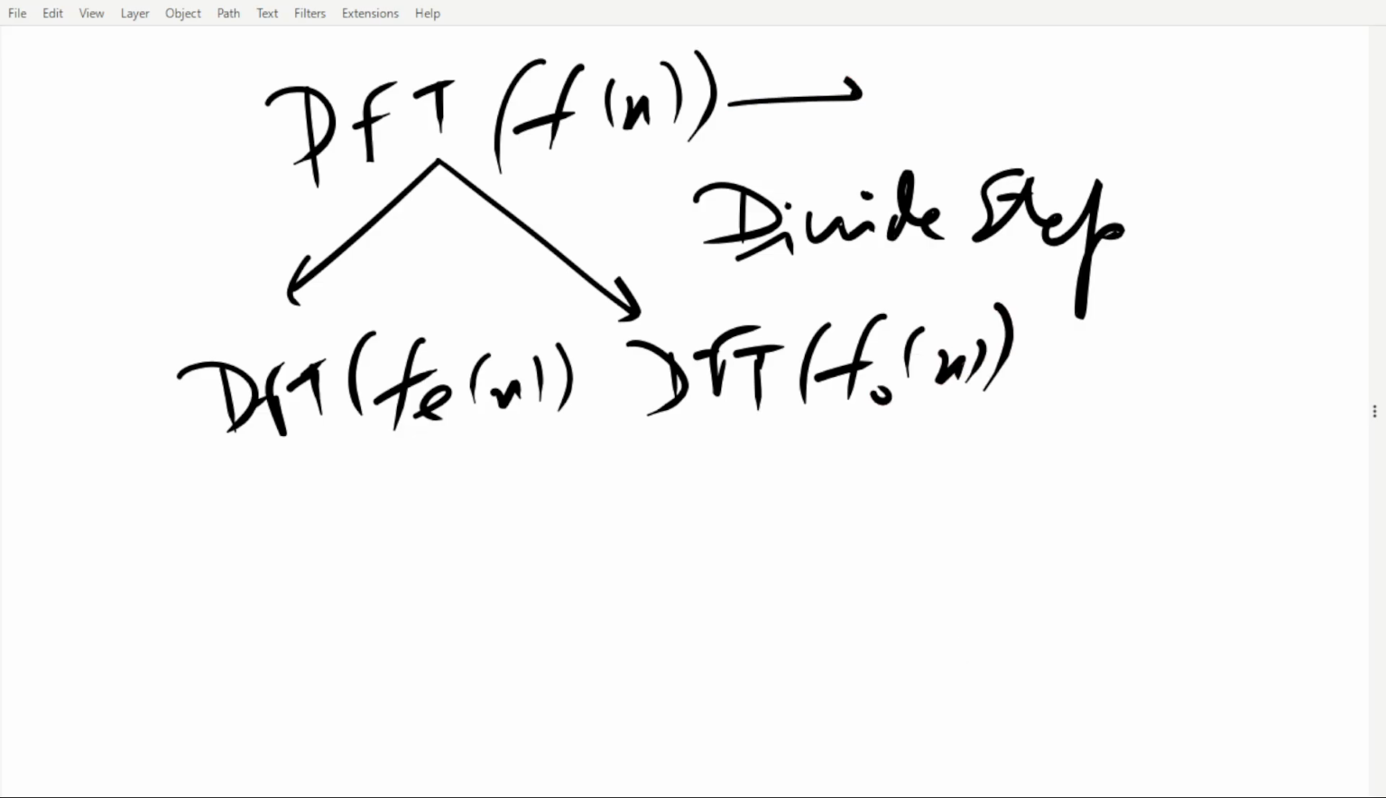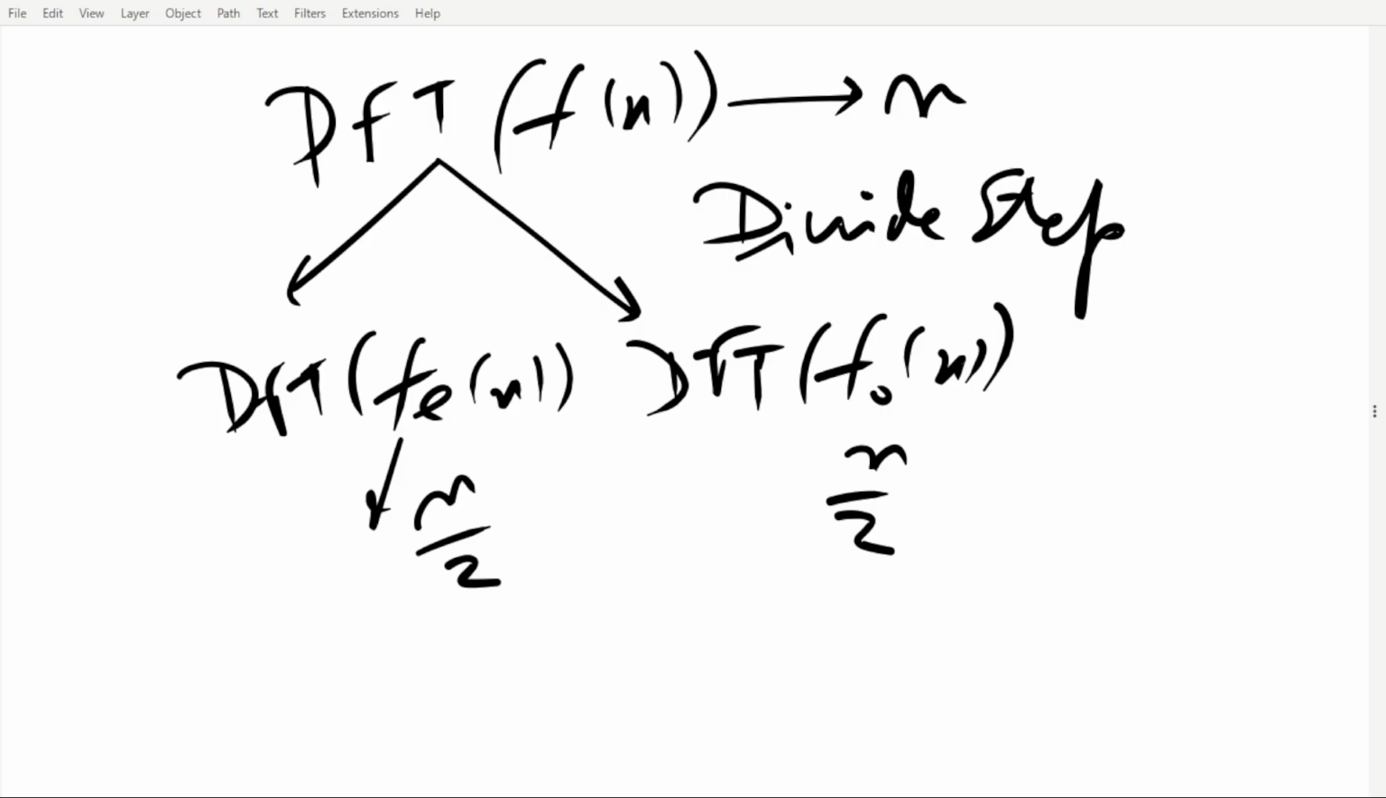The original problem has a vector of size length n. For the smaller subproblem, the problem size is half, n by 2. So in the divide step, we divide our original problem of computing DFT of f(x) into two smaller subproblems of half the size, DFT of even coefficients and DFT of odd coefficients, each of size n by 2. So this is the divide step.